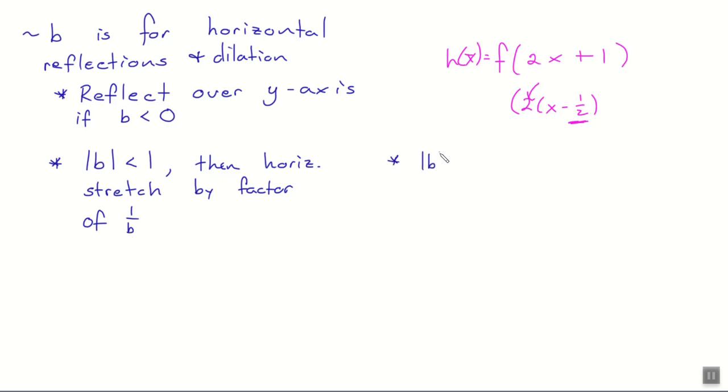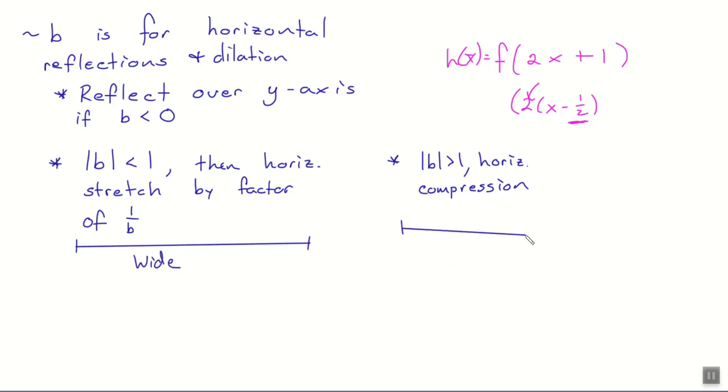Okay, what's the other situation I'm going to say? Absolute value of b is greater than 1. Horizontal compress. It gets thinner in this situation. So we'll do the same thing that we did before. Did I use wide and narrow? I think so. Wide, narrow.